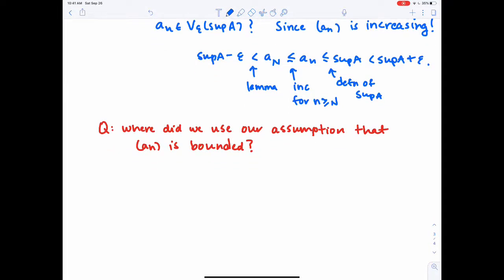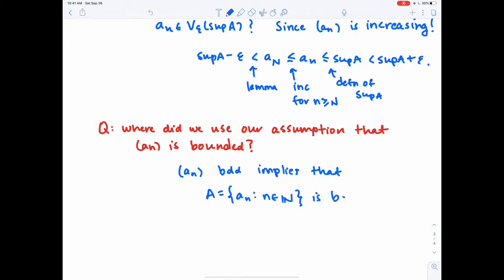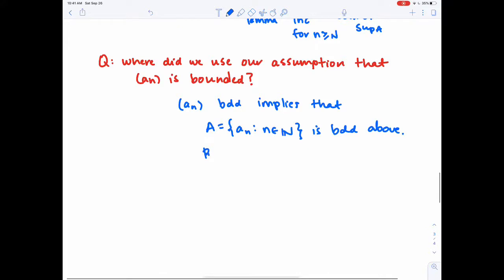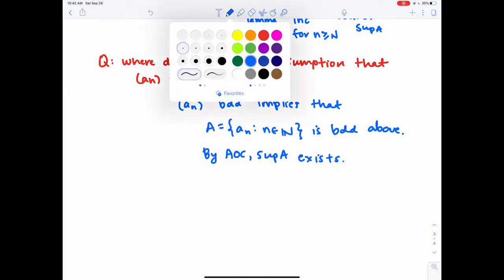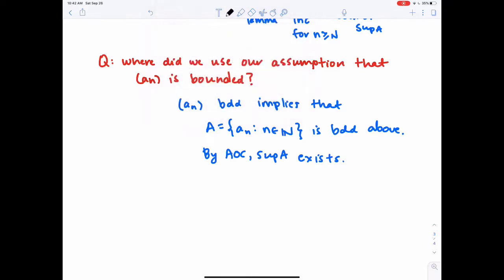So AN being bounded implies that the set capital A, which is the set of all my terms, is bounded. In particular, it's bounded above. And since this is a non-empty set, by AOC, sup A has to exist. And now that we know it exists, we can use its properties to show that our sequence has to converge to sup A. So let's write up the proof of this. So this is the proof of the MCT.